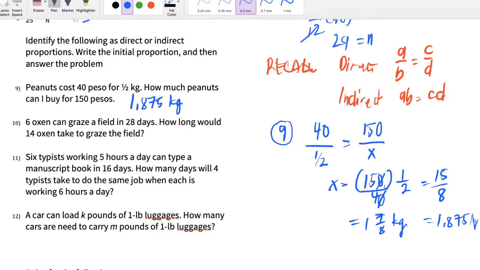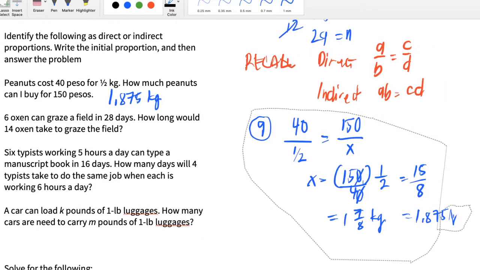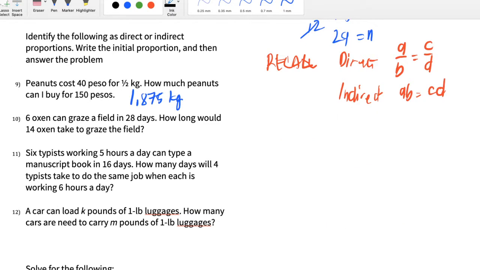Okay, so here, anong meron tayo? Direct or indirect proportion? Indirect. Okay? Kasi kapag mas marami kang oxen, mas ikli yung araw it takes for them to finish grazing a certain field. Okay? So, indirect proportion, we will have 6 times 28, right? Is equal to 14 times, hindi natin alam, so let's say x. To get x, we divide both sides by 14.